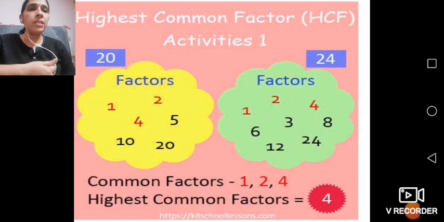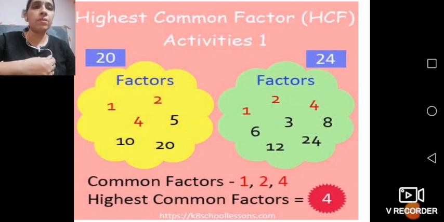So out of these factors of the given two numbers, 20 and 24, you can find the common factors. That is quite easy. 1, 2 and 4 are the common factors. Now out of 1, 2 and 4, which is the highest number? Yes, correct. The highest number is 4. So the highest common factor of 20 and 24 is 4. This is one of the activities which I have taken to find the HCF, that is highest common factor.